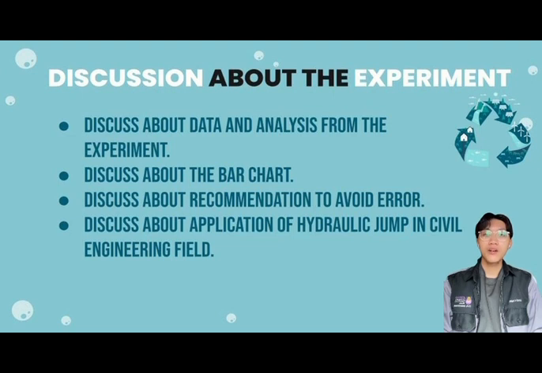Lastly, the bar chart of the Froude number at upstream and downstream versus height of sluice gate shows that the Froude number at the upstream is higher than Froude number at the downstream, and at the lowest height of the sluice gate, the Froude number at upstream showed the highest value. It occurs because the behavior of the hydraulic jump is a strong jump.